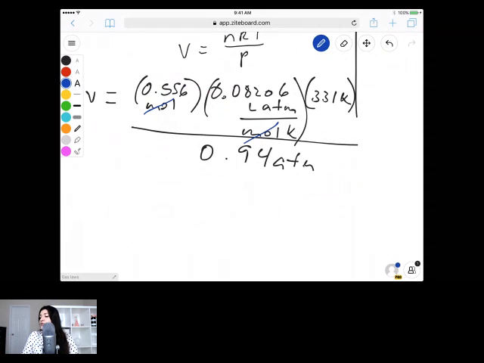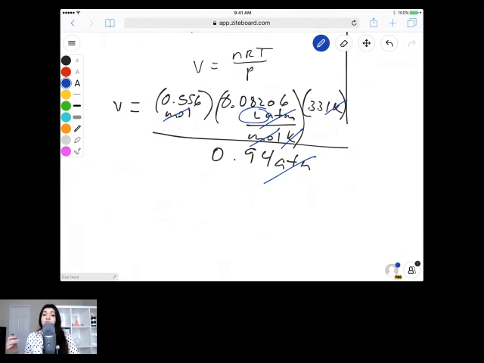Let's look back at that unit and see how everything does cancel. Our moles would cancel, our Kelvin would cancel, and our atmospheres would cancel. Since we're solving for volume, our liters is the only thing that remains, which worked out perfectly. It will work out perfectly every single time if your units are correct. So now let's multiply all of these values on your numerator.